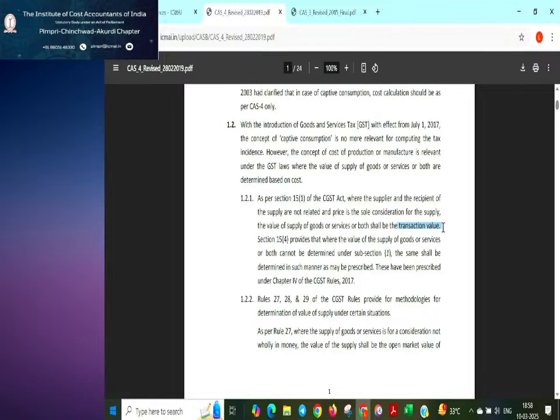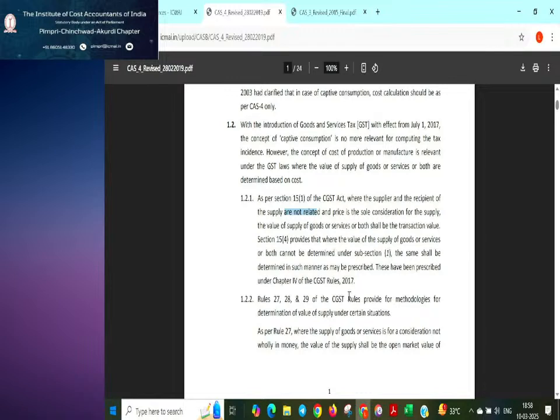Here the major condition is that the supplier and the buyer, that is the recipient of the supply, are not related. If they are related, then that will come under related party transactions. But over here price is the sole consideration, so you know the price at which it's being done. If price is not the sole consideration, if there is something in kind, even that needs to be converted.